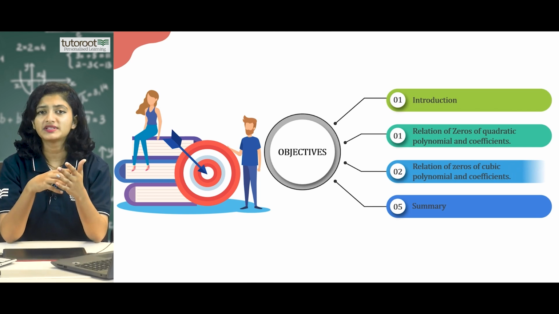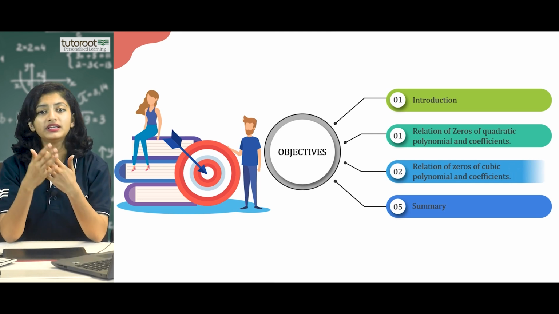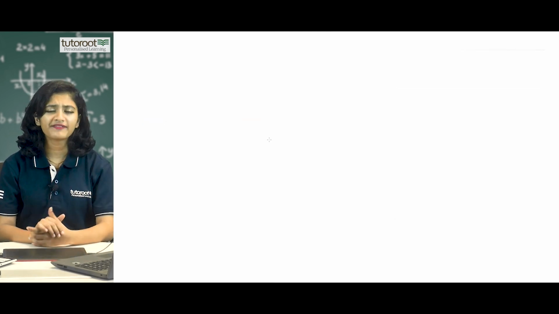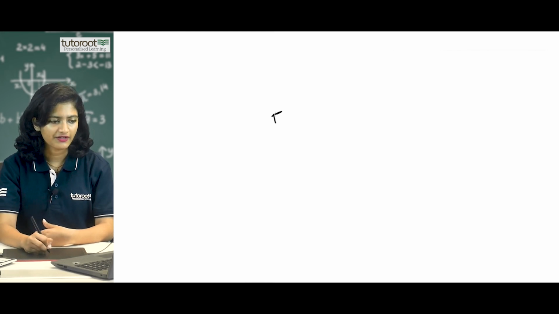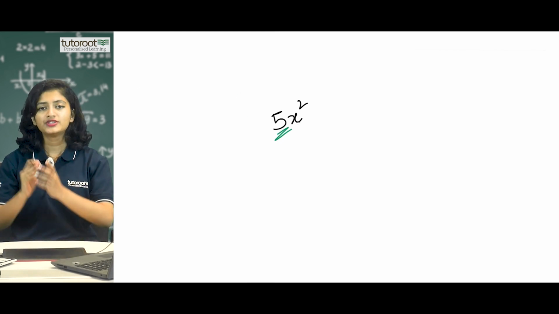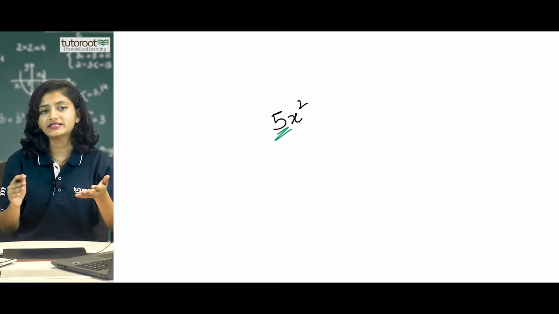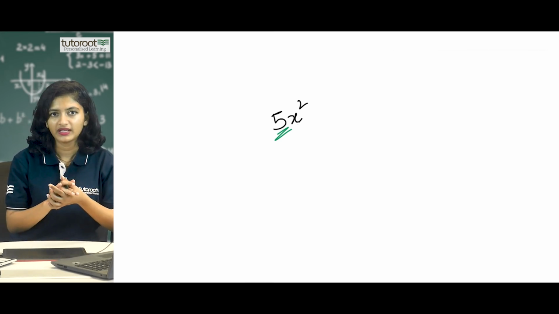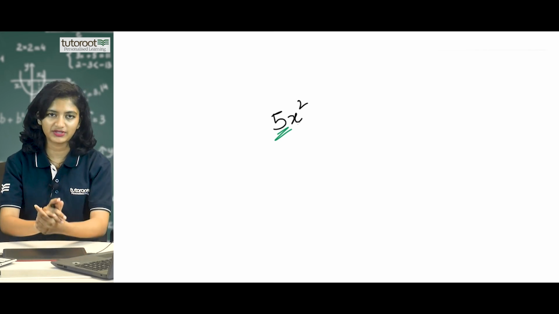Zeros of a polynomial are the values of the variable that make the polynomial equal to 0. What is the coefficient in 5x squared? Do you guys think you can answer this? Let's see here, 5x squared. What is the coefficient in this? If you said 5, then you're absolutely right. So a coefficient is nothing but a number or a quantity that is placed before a variable. It is usually an integer and is multiplied by the variable next to it.